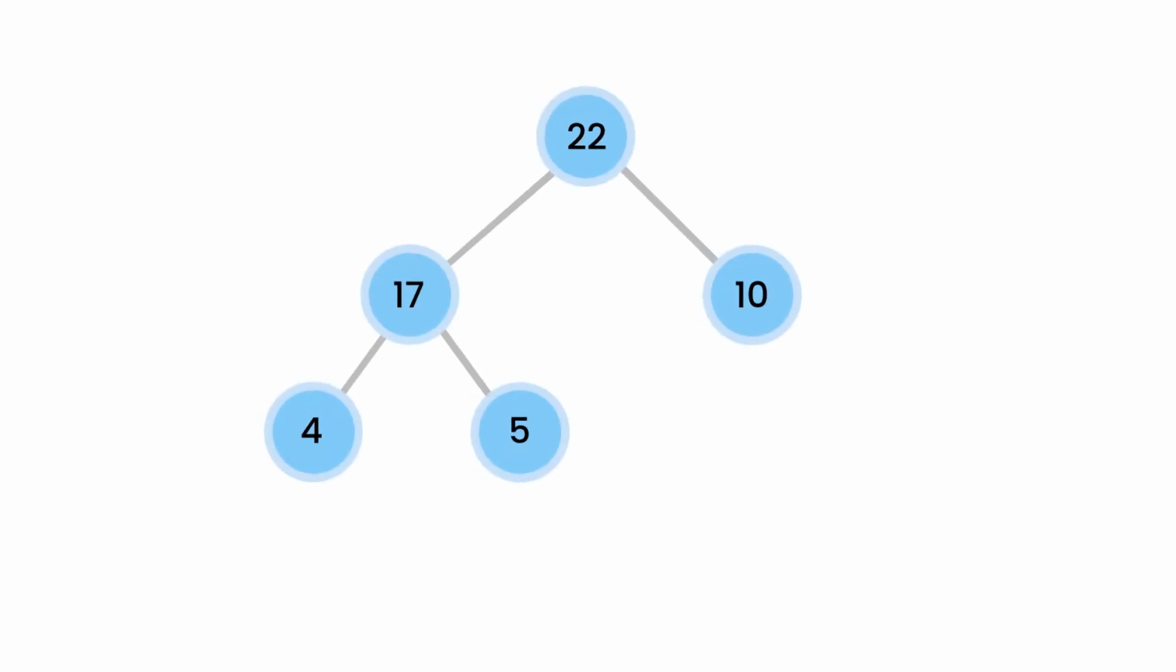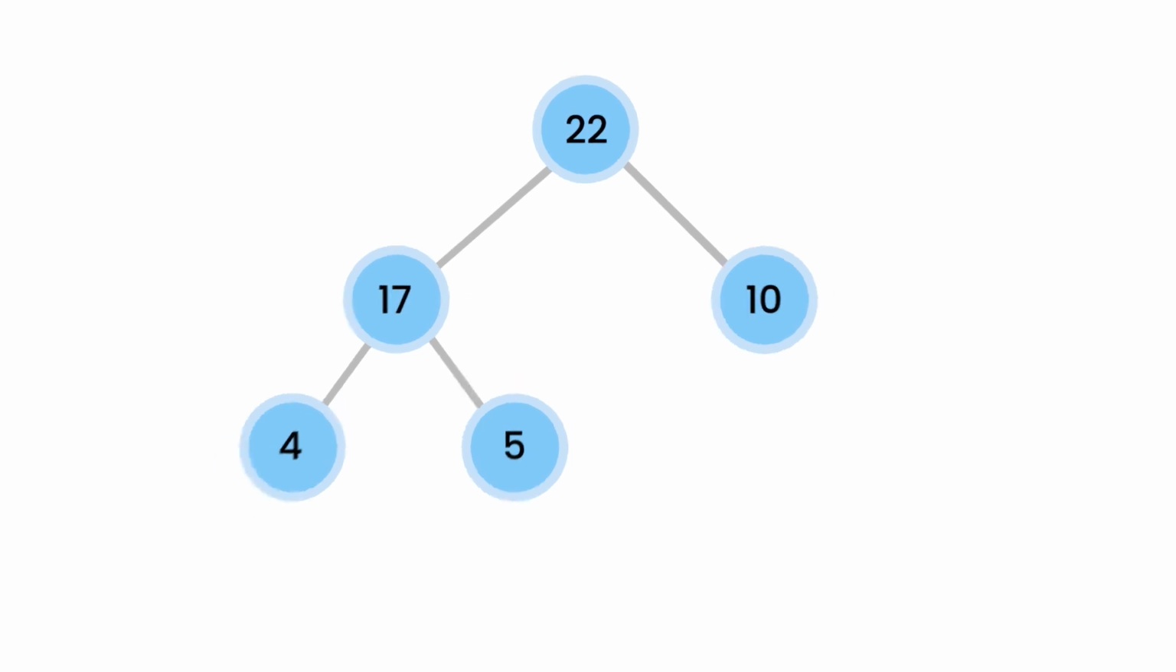Let's quickly recap what you learned in this section. A heap is a complete binary tree, which means every level, except potentially the last level, is filled with nodes, and all levels are filled from the left to the right. We have two types of heaps, max heaps and min heaps.